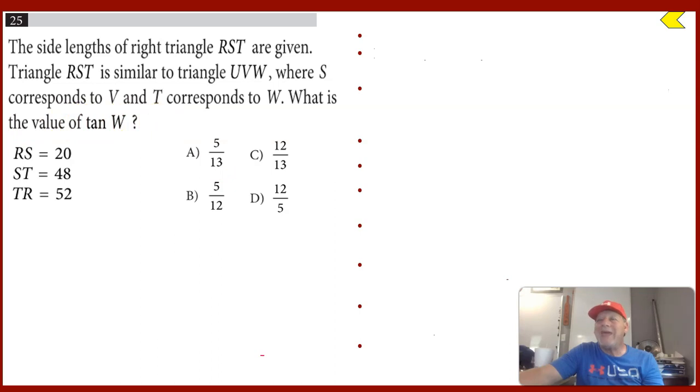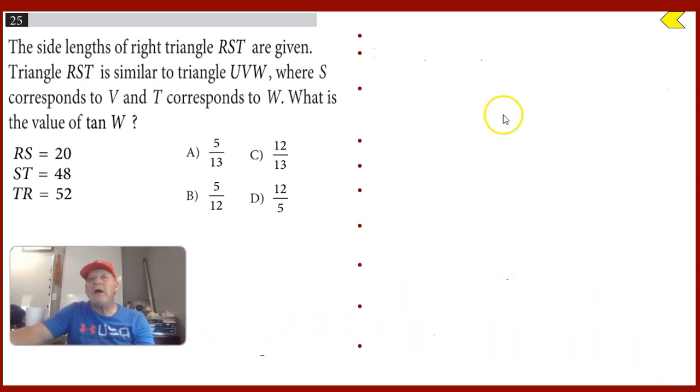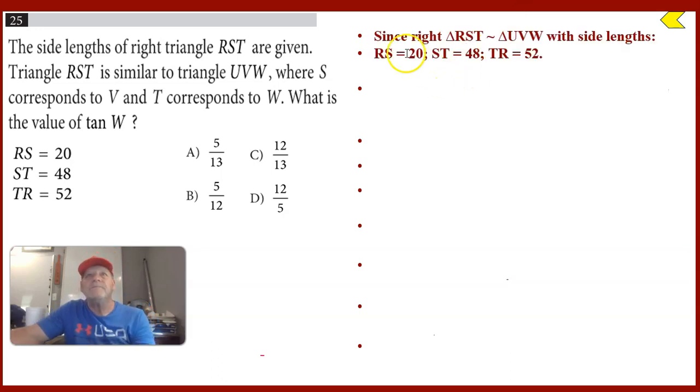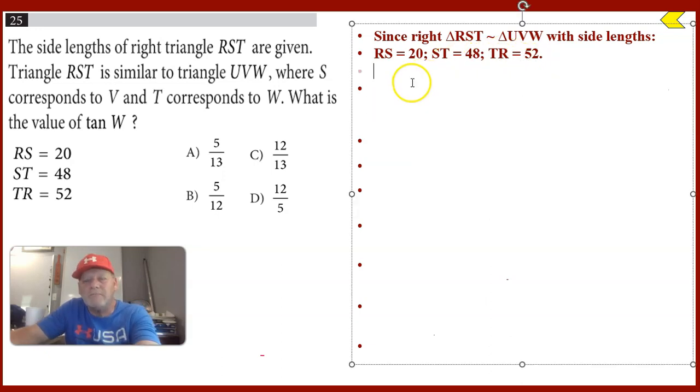So you have to remember what tangent meant when you were in your geometry and pre-calc classes. All right, so let's review how to do this. You can pause this at this time, work it out, and then start the video up so that we can talk about how you work it. Since right triangle RST is similar to, and you just use that little, what's called a tilde, which is a little curved line, is similar to triangle UVW with side lengths RS 20, ST 48, and TR 52. That is given information.